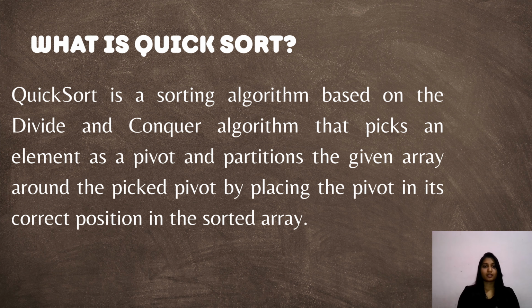What is quicksort? Quicksort is a sorting algorithm based on the divide and conquer algorithm that picks an element as a pivot and partitions the given array around the picked pivot by placing the pivot in its correct position in the sorted array.